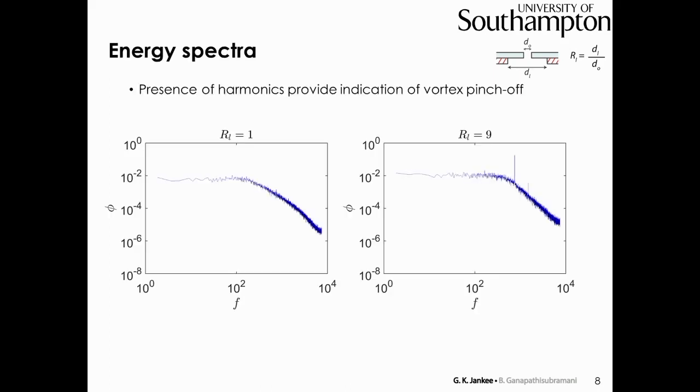If we look at the energy spectra of the hot wire, we can clearly see that both cases have the same energy content. So it means we end up having a jet in both cases. However, we end up with these harmonics in the case of a lip ratio. The harmonics provide a good indication that we have coherent vortical structures in the flow. Another interesting thing to note is the decay rate. We end up having a much steeper decay rate at higher frequencies for a lip ratio of 1, whereas for a lip ratio of 9, the decay rate stays almost the same throughout.